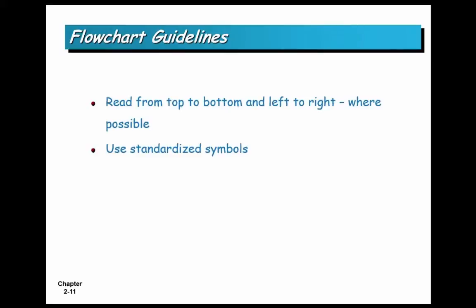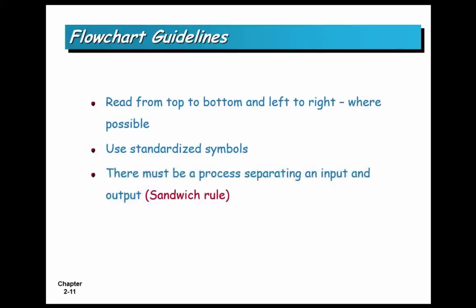Use the symbols. If you have an input and an output, there has to be a process in between. You can't have an input that results in an output without some process box in between. And this is true in a lot of cases. It's called the sandwich rule. It's got to be some meat in the sandwich for it to be a sandwich. Otherwise, it's just two pieces of bread. A bread sandwich. So you need that process. That's the meat in your sandwich.